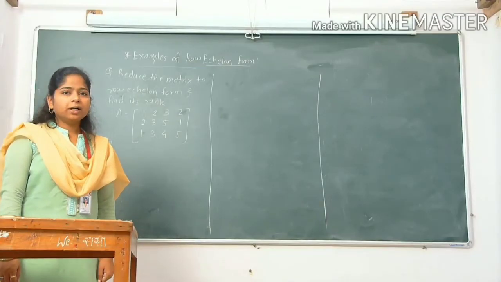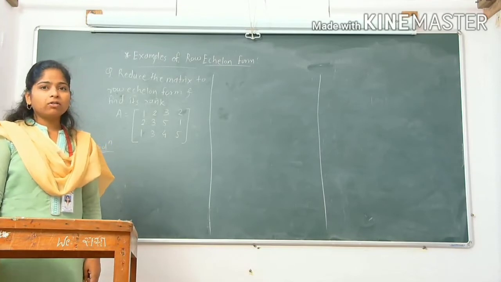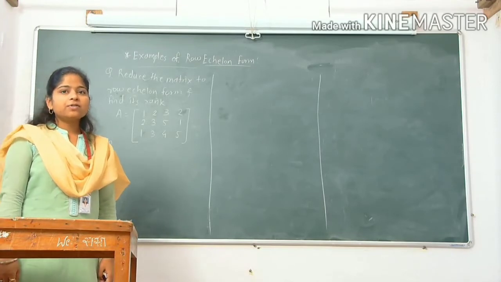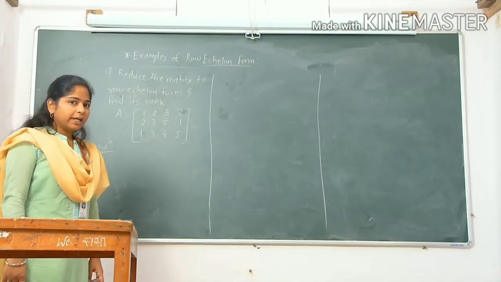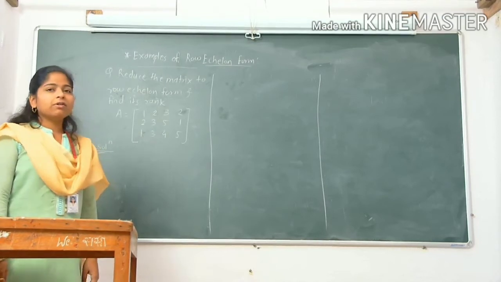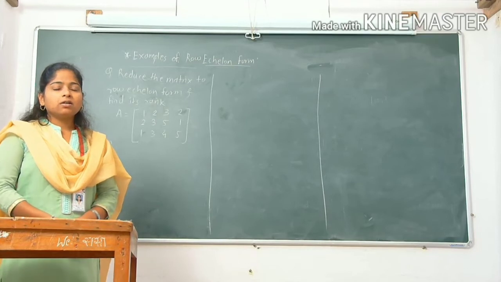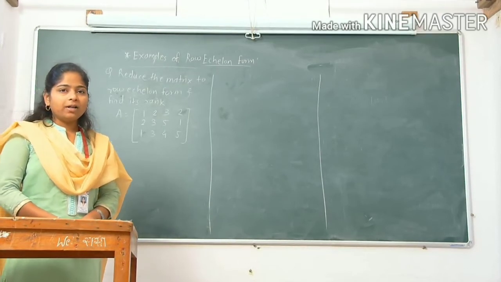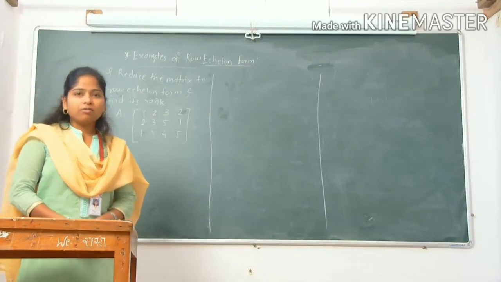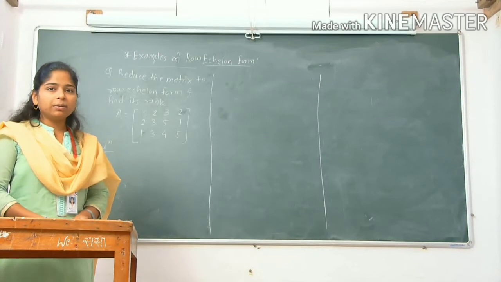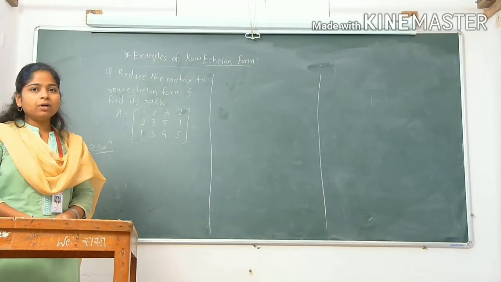Hello friends, welcome again. In this lecture, we will see more examples of row echelon form. In the previous lecture, we have seen what the rank of a matrix is and how to find it. We know that to find the rank of a matrix, we convert the given matrix into two forms, which are row echelon form and normal form. In the previous lecture, we have seen what row echelon form is and how to convert the given matrix into row echelon form. I repeat once again the definition of row echelon form.